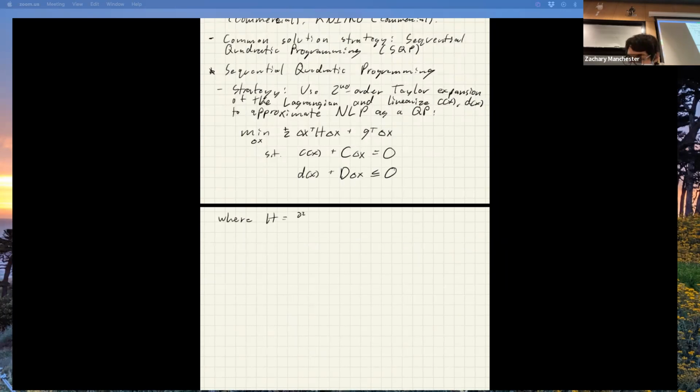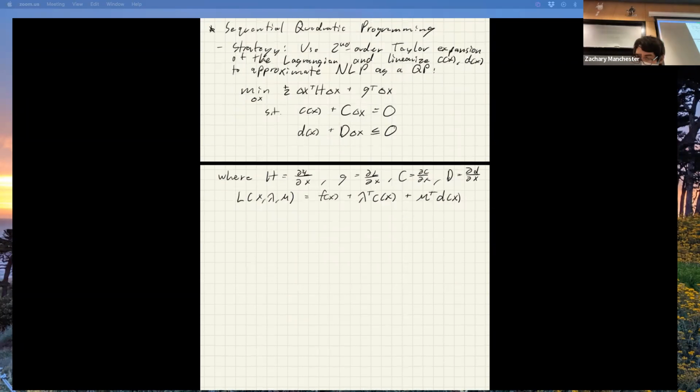So this thing is the Hessian of the Lagrangian. This thing is the gradient of the Lagrangian. This is the Jacobian of the equalities. And then the D is the Jacobian of the inequalities. And for completeness here, the Lagrangian is what we wrote down before, where you've got your cost function, and then your Lagrange multiplier for your equalities, and then your Lagrange multiplier for your inequalities.